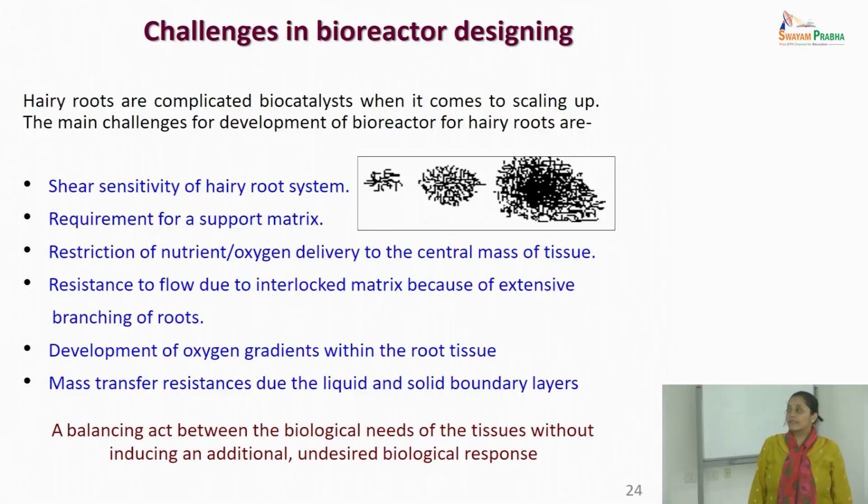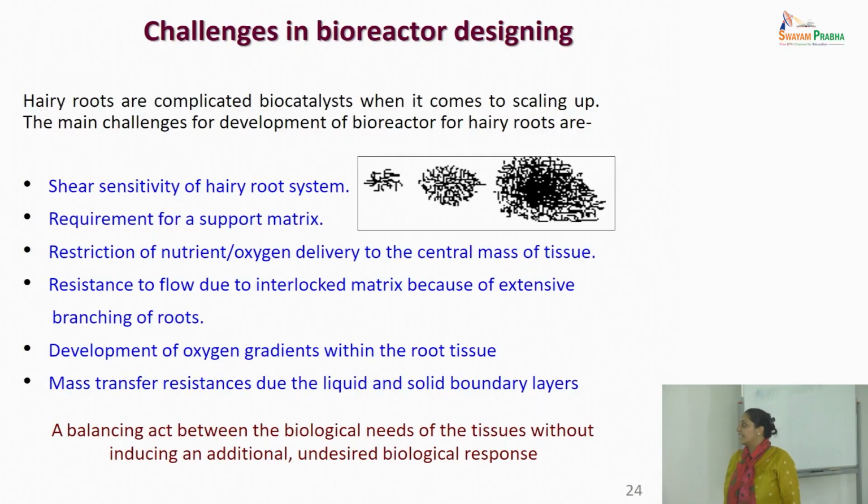So it looks very straightforward in books. When you do a bioreactor design and analysis course, the concepts will be there, but you need to work around multiple factors. You need to be passionate about your system. You need to really think what can be the reason methodically, systematically, and design your experiments accordingly. So it's a balancing act between the biological needs of the tissue without inducing any additional or undesirable biological response.